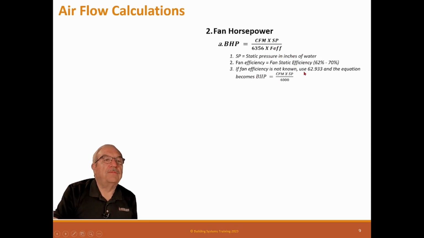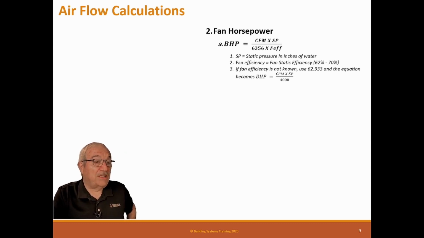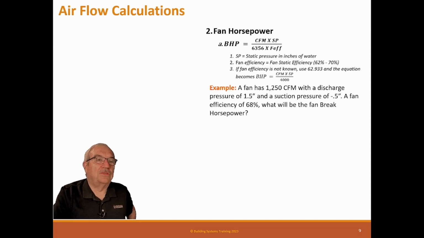So if you don't know the motor efficiency and you're doing a theoretical calculation, just use 62.933. I don't know who came up with that number. It's kind of a guess number, but I guess it's okay. It's also what I do a lot of times when I'm in my office calculating. I pick up my Grainger catalog and find that motor and look at the efficiency because it is listed in the motor ratings. So you can do it that way. This is a pretty simple formula.